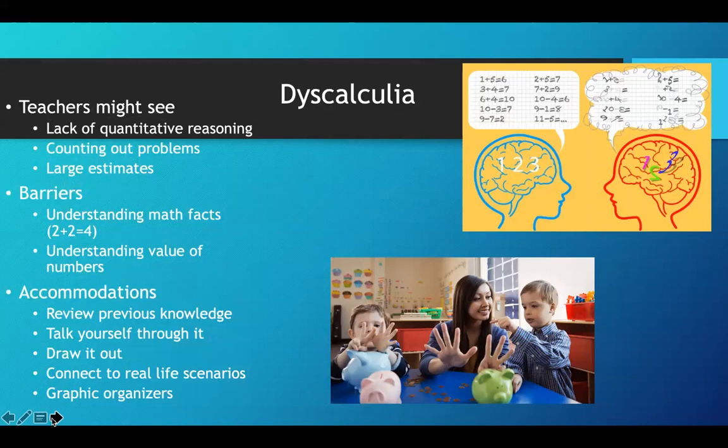Some of the barriers that they have is, like I said, understanding the simple math facts, which is the foundations of math. So in upper grade levels, this will start becoming a problem. And then understanding the value of numbers. They don't understand that 2 has the value of 2 and how everything correlates to each other. So yeah, and then some accommodations is to review the previous knowledge, do the scaffolding, be like, this is the base, and then slowly grow on it.